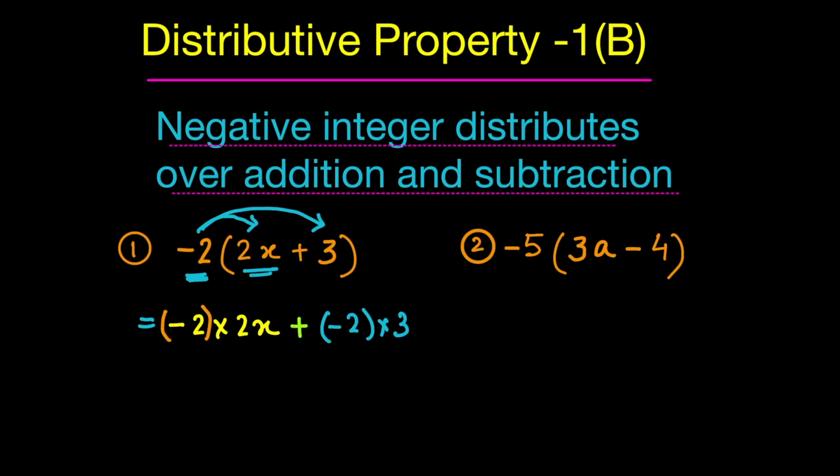So -2 times 2 is -4 and the variable with it, so -4x. Then same here, this positive times negative, so we get this as negative, and 2 times 3, when the numbers are multiplied, 2 times 3, so we get the result as 6 here. So the answer for this will be -4x minus 6.